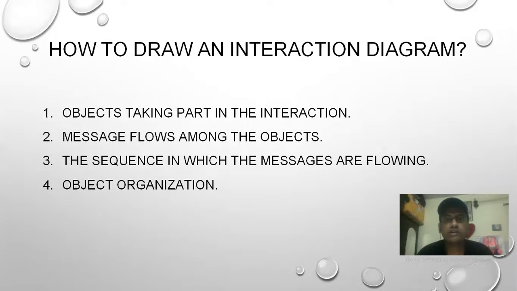So how to draw an interaction diagram here? First of all, we have to take some objects which are a part of the interaction, and the second is the messages flow among the objects, and the sequence in which the messages are flowing, or the object organization.